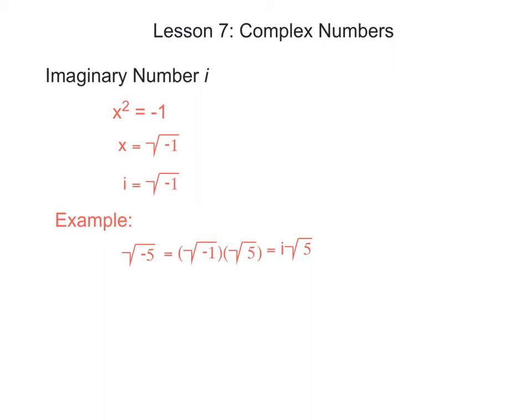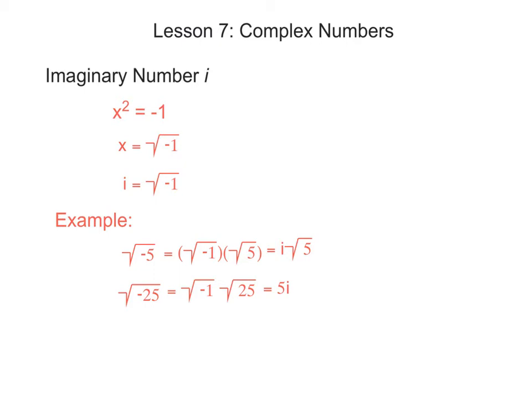Let's look at some other examples. Let's say I had the square root of minus 25. Again, following the same procedure we used in the previous example, let's see what we get. This would equal the square root of minus 1 times the square root of 25, which can be further simplified to become 5i.